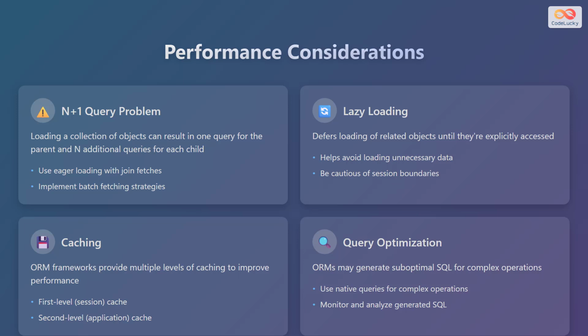While ORM offers numerous benefits, it's important to be aware of potential performance considerations. One common issue is the N+1 query problem, where loading a collection of objects results in one query for the parent and N additional queries for each child. To mitigate this, you can use eager loading or batch fetching. Another consideration is lazy loading, which defers loading related objects until they are explicitly accessed. And caching. ORM frameworks provide multiple levels of caching to improve performance, and finally, query optimization. ORMs may generate suboptimal SQL for complex operations.